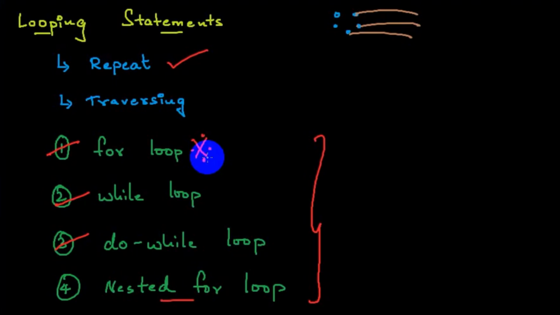And what are the different loops we have? For loop, while loop, do while loop, and nested for loop. So these are the different looping statements supported by Java.